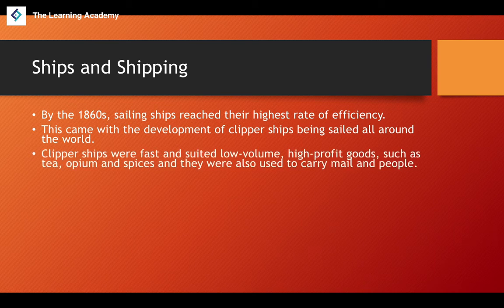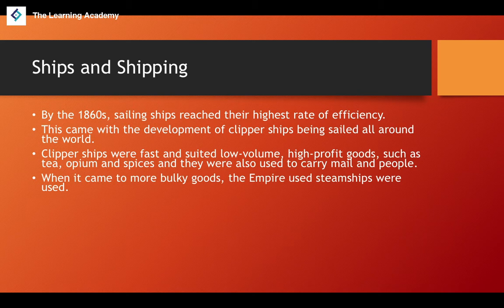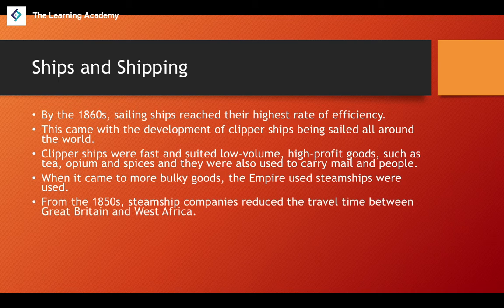Clipper ships specifically were fast and suited for low volume, high profit goods such as tea, opium, and spices, and they also were used to carry mail and people. And then when it came to more bulky goods, the empire would use things like steamships. Okay, so we see there are different purposes for the different ships that were being used. And then from the 1850s, steamship companies reduced the travel time between Great Britain and West Africa.